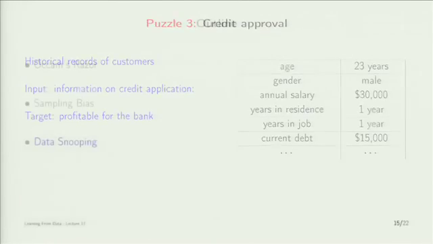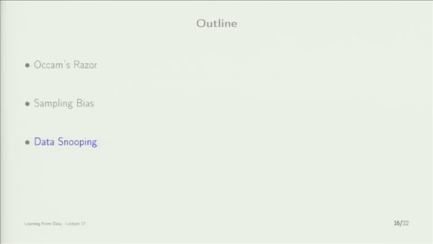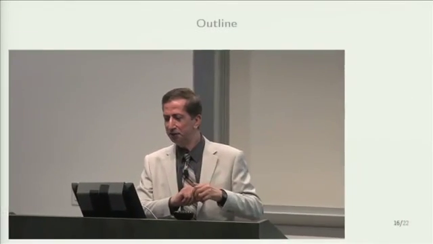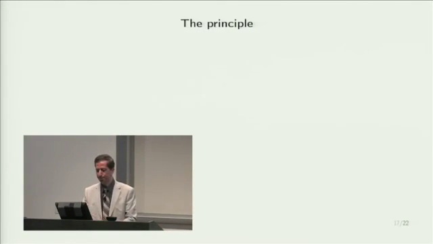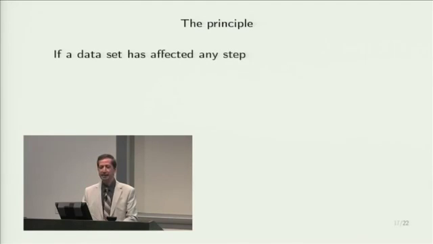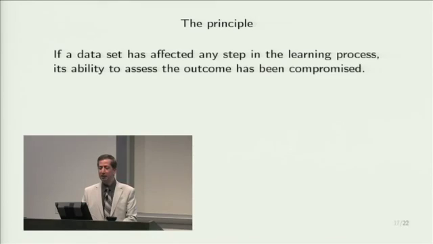Okay. Final topic, data snooping, the sweetest of all. Well, it's the sweetest because it is so tricky, and manifests itself in so many ways. And let me first state the principle. The principle says, if a data set has affected any step of the learning process, then the ability of the same data set to assess the outcome has been compromised.